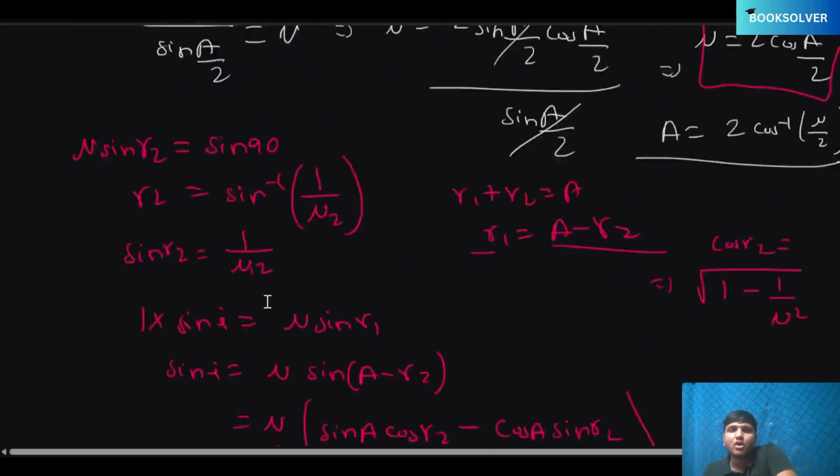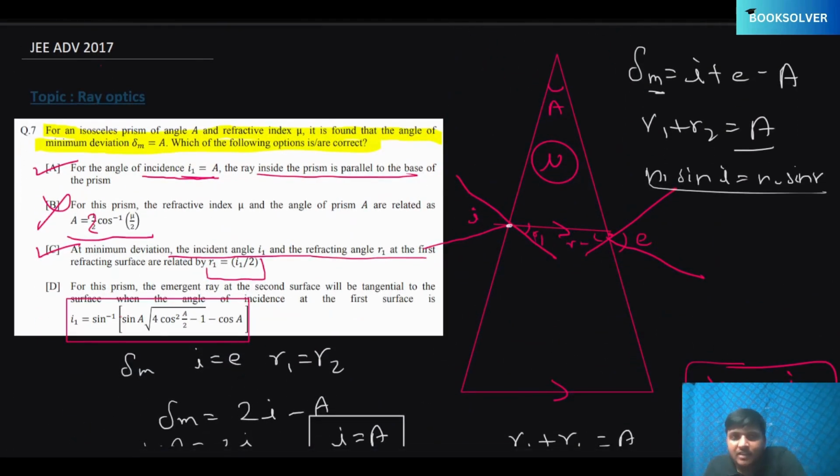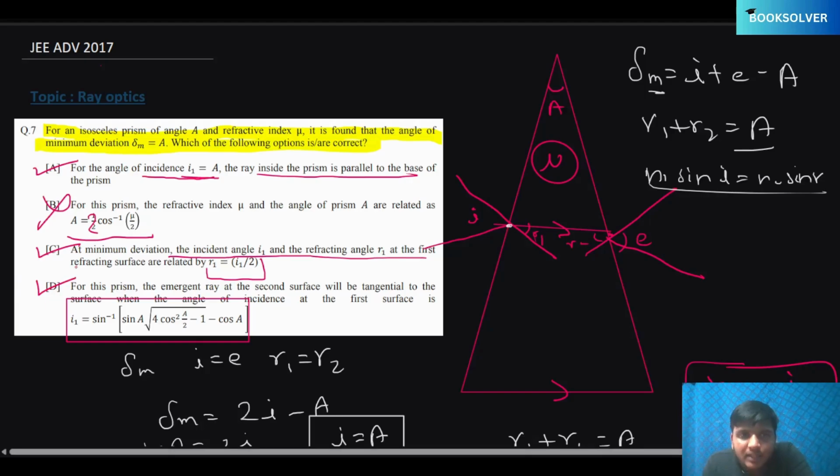Let's match this to our options. In option D, every term is matching here, so we can mark our option D as correct. So our correct options are A, C and D here.